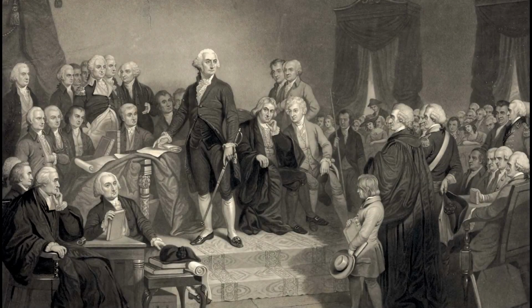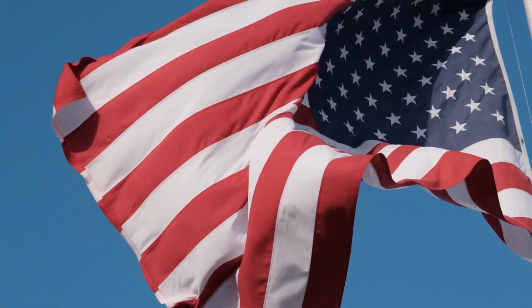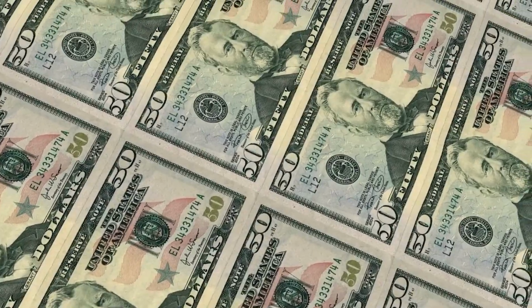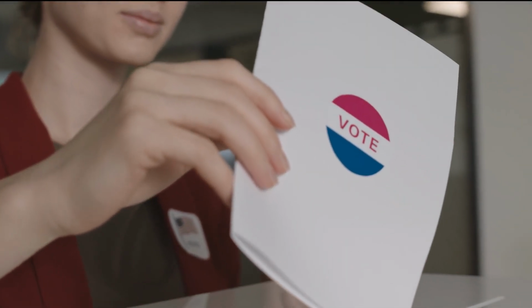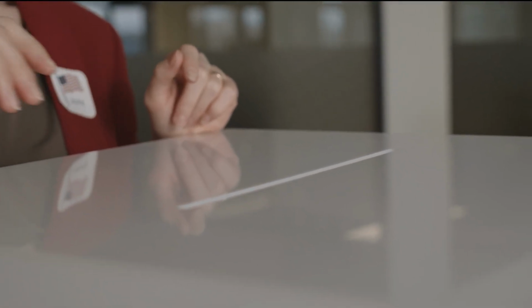From Washington's unanimous election to today's digital campaigns, American democracy has continuously evolved. Through civil war, economic crises, technological revolutions, and social transformations, our electoral system has adapted while maintaining its core principle, the power of the people to choose their leaders.